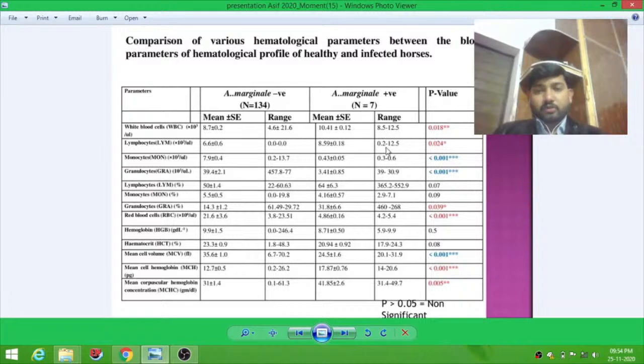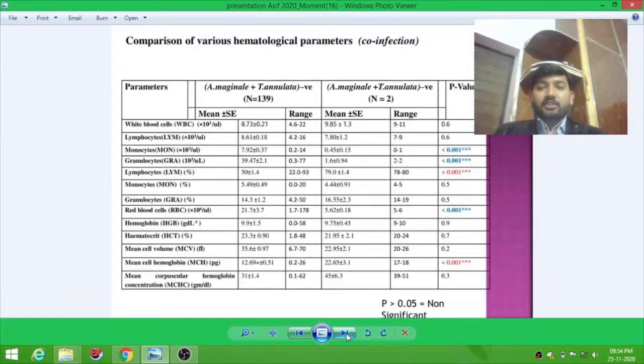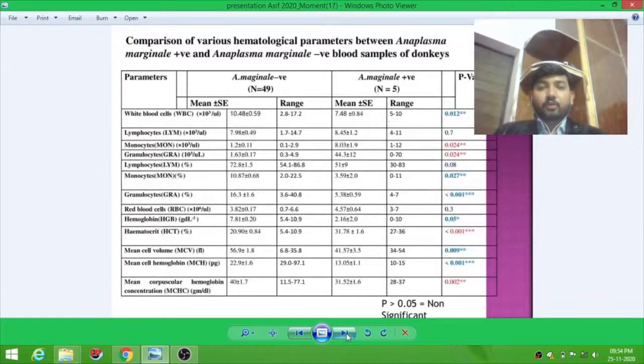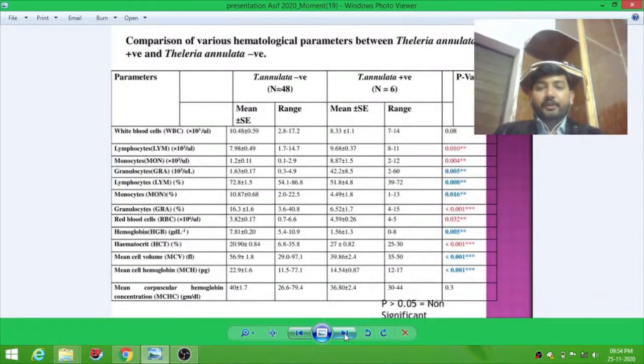These tables show the effect of the presence of the parasites on the different blood parameters of the organisms. These parameters are highly significant due to the presence of the parasites. There is elevation and decrease of these parameters in both parasites. In case of Anaplasma marginale and in case of Theileria annulata, both the horses and donkeys were affected.